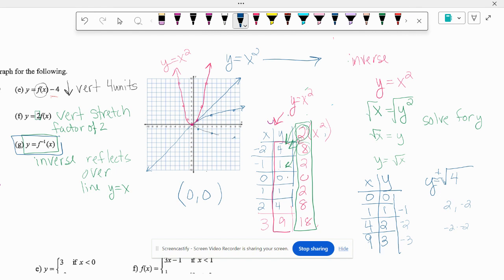So all I've done is I've taken this parabola and I've actually rotated it 90 degrees clockwise. But really, I mean, that's what it looks like. But honestly, it's a reflection over the line y equals x.